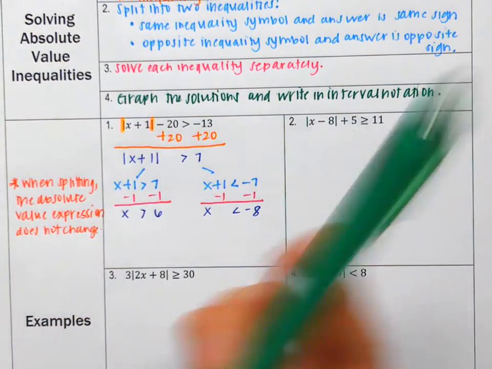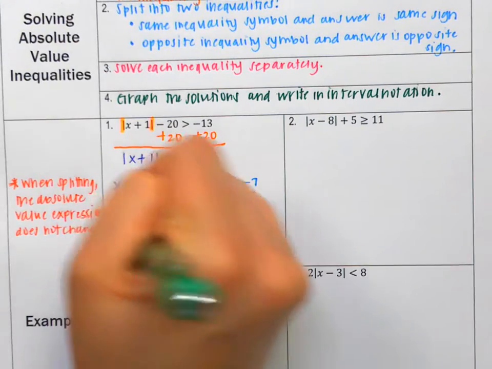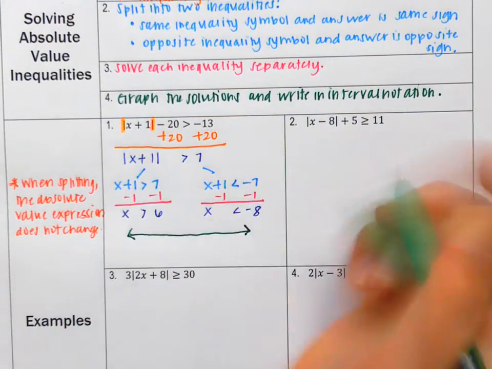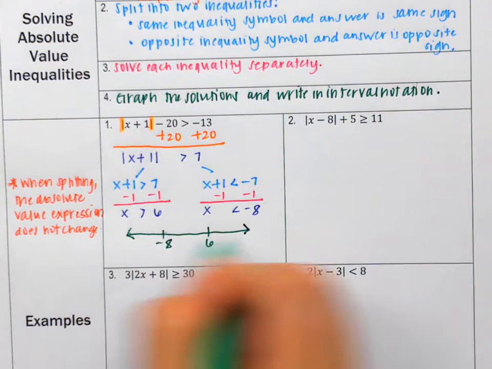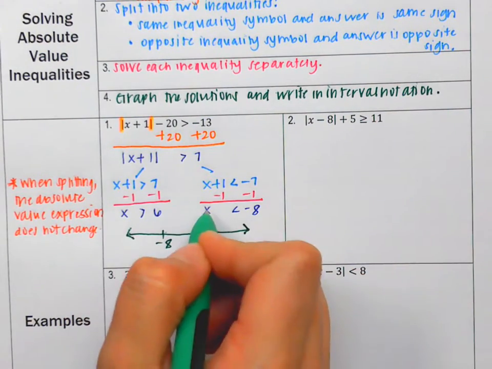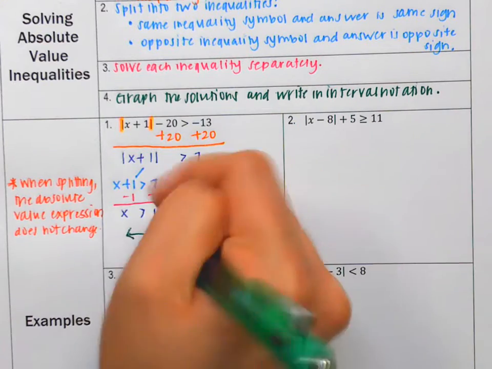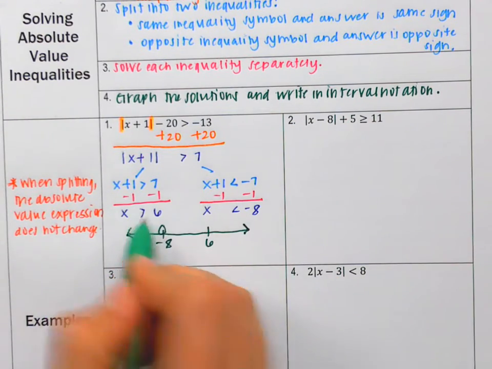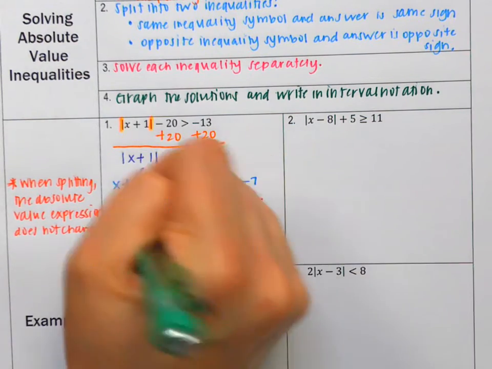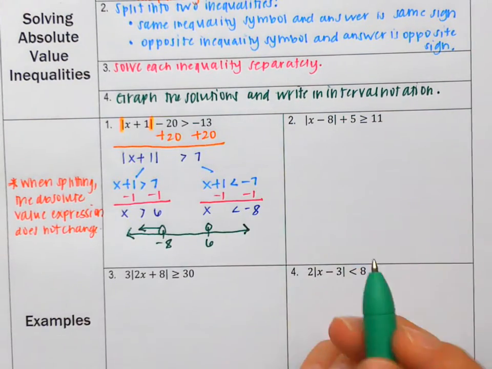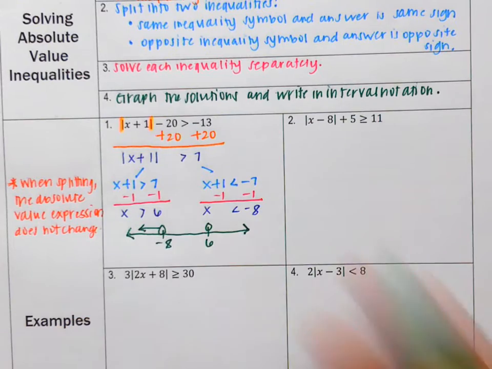Okay, so let's graph this. We're just going to graph it on the same graph. -8 comes first, and then 6, because we're ordering it from least to greatest. So x is less than -8, that's an open circle. Greater than 6, that's also an open circle. So less than is going in the negative direction, and greater than for 6 is going in the positive direction.